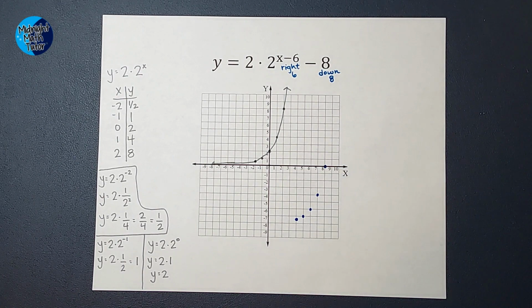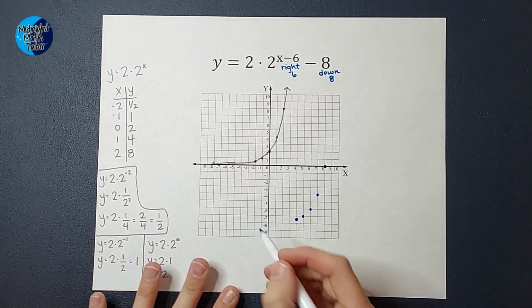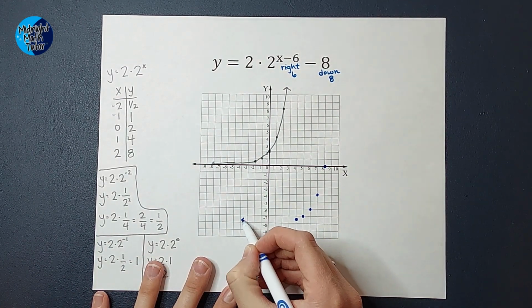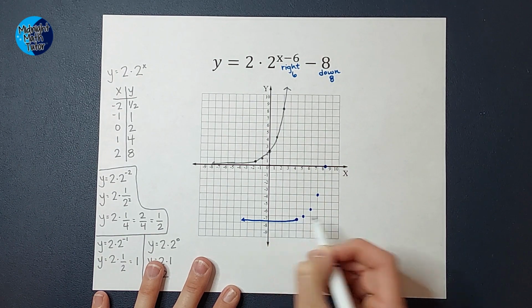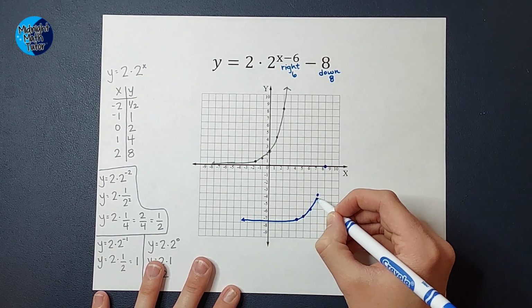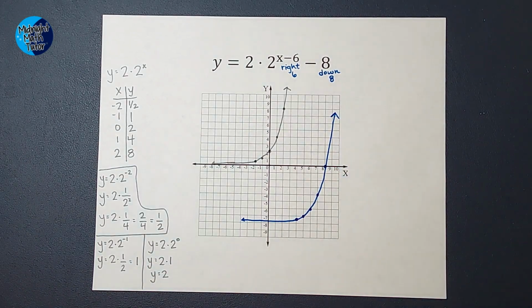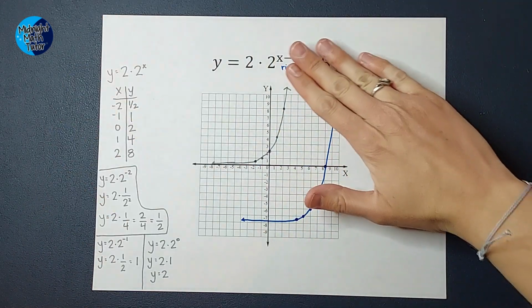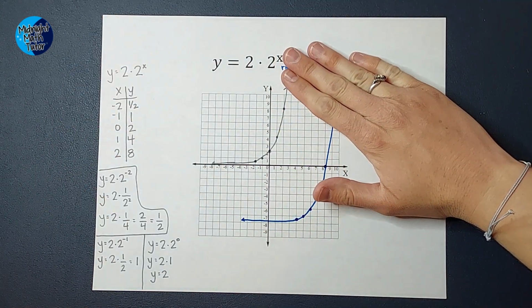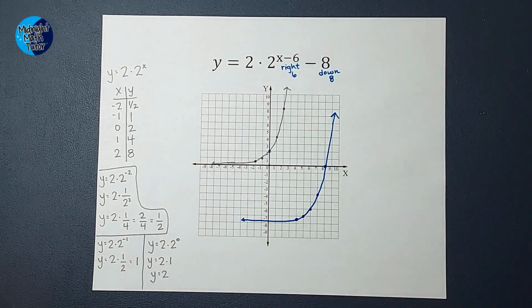Okay, so this is my new graph, okay? It's going to look a little something like that, okay? So my answer is the blue graph, okay? All right, I hope this made sense. We started out with our equation. We graphed it without any of the adding or subtracting. And then we were able to do those shifts to the right 6 and down 8.